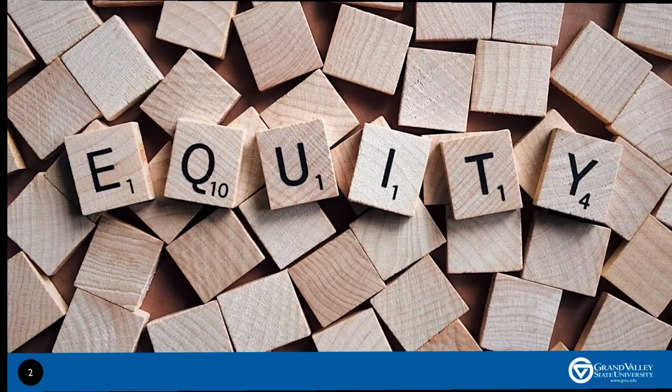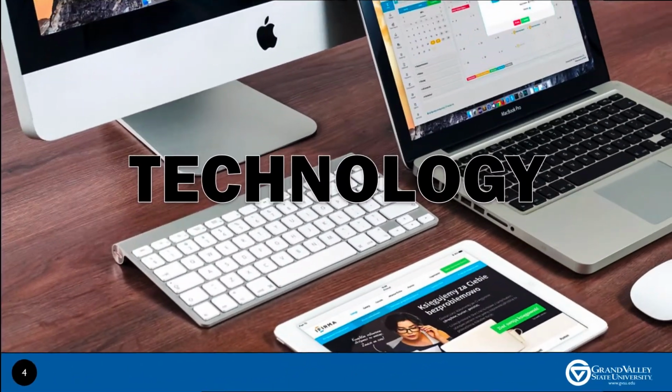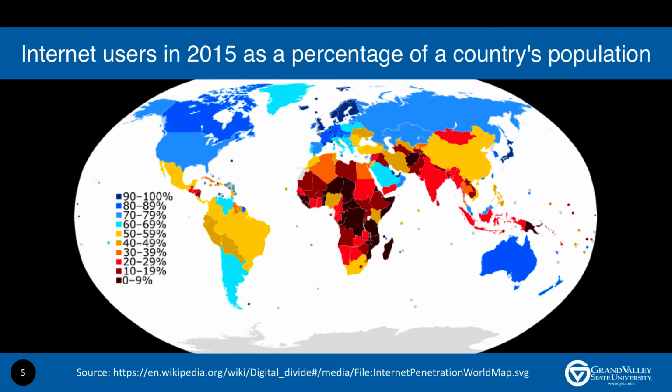When we talk about equity and access in technology, we often think about the digital divide. For example, looking at access to one type of technology, the internet, we see that not everyone in the world has equal access. About 70 to 79% of Americans have access to the internet, whereas our neighbors in the north enjoy greater access while our neighbors in the south have far less access than we do.